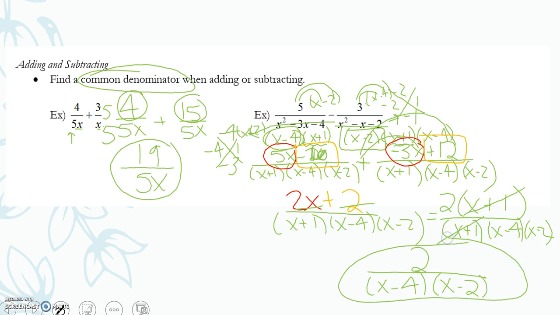So now go ahead and do the two Socrative problems on the bottom of your paper.